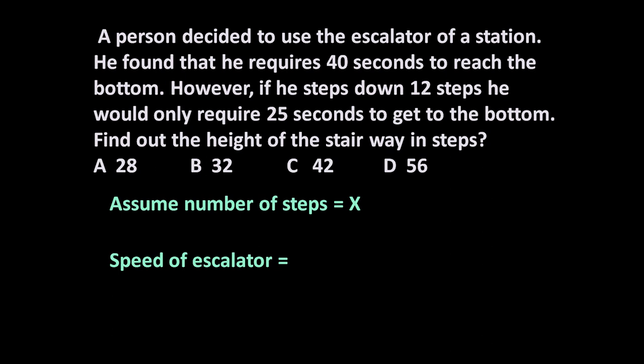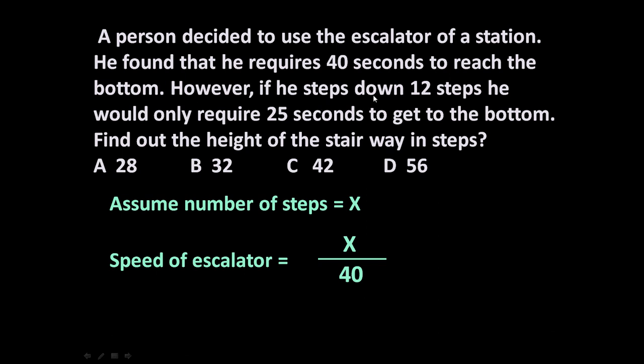Speed is equal to distance upon time. Now distance is measured in terms of steps. There are x steps, so the speed of the escalator is equal to x upon 40, because he takes 40 seconds if the person is just at the top of the escalator and the escalator is moving downward. So the speed of the escalator is equal to x upon 40.